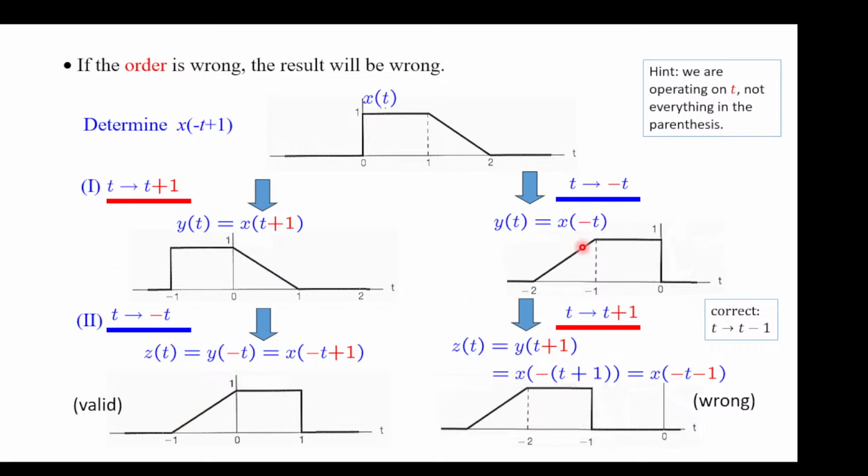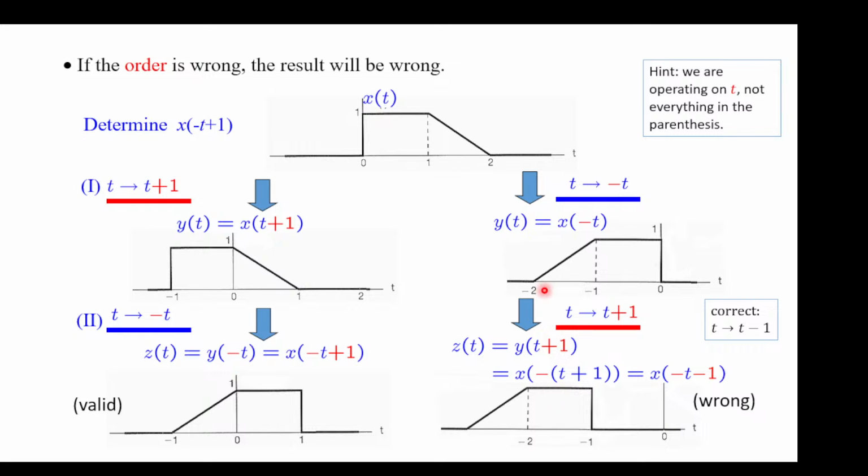This signal is z of t equal to y of t plus 1, because we shift t to t plus 1. So y of t equals x of minus t, and z of t equals y of t plus 1. So you take y of t and change t to t plus 1, here and here. So x of minus t should go to x of minus t plus 1, and so this is actually x of minus t minus 1. This is a good question, but this is not the correct calculation.